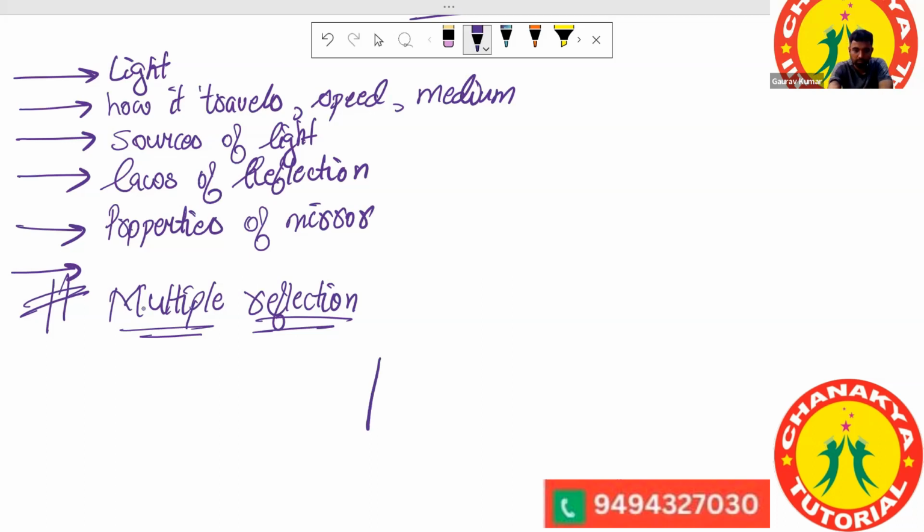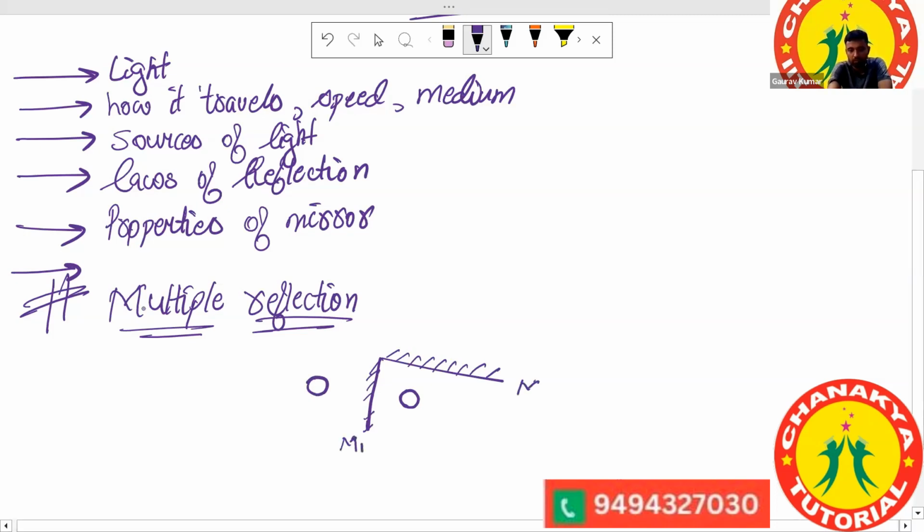two mirrors. One mirror like this, one mirror like this. Okay, there is a coin. So you will see that there is one image of the coin in this mirror, M1. This is M2. There is an image of this coin also. And due to this image, we will see that there can be more images.